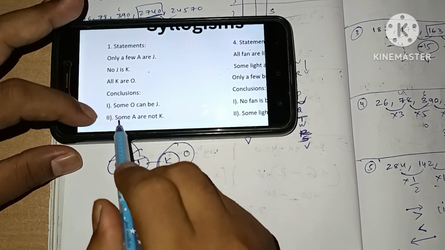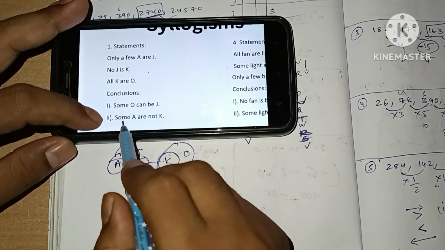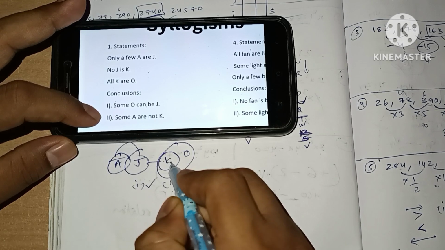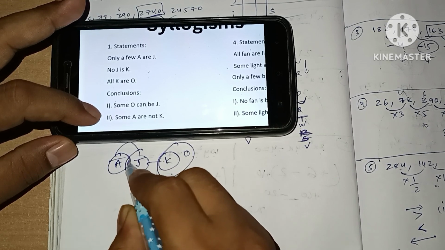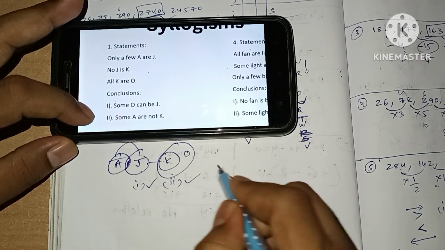Second conclusion. Some A are not K. Here we see not. So we check all A can be K. All A can place inside K. No, it is not possible because of this sharing with J. So all case fails means some not case will be true.